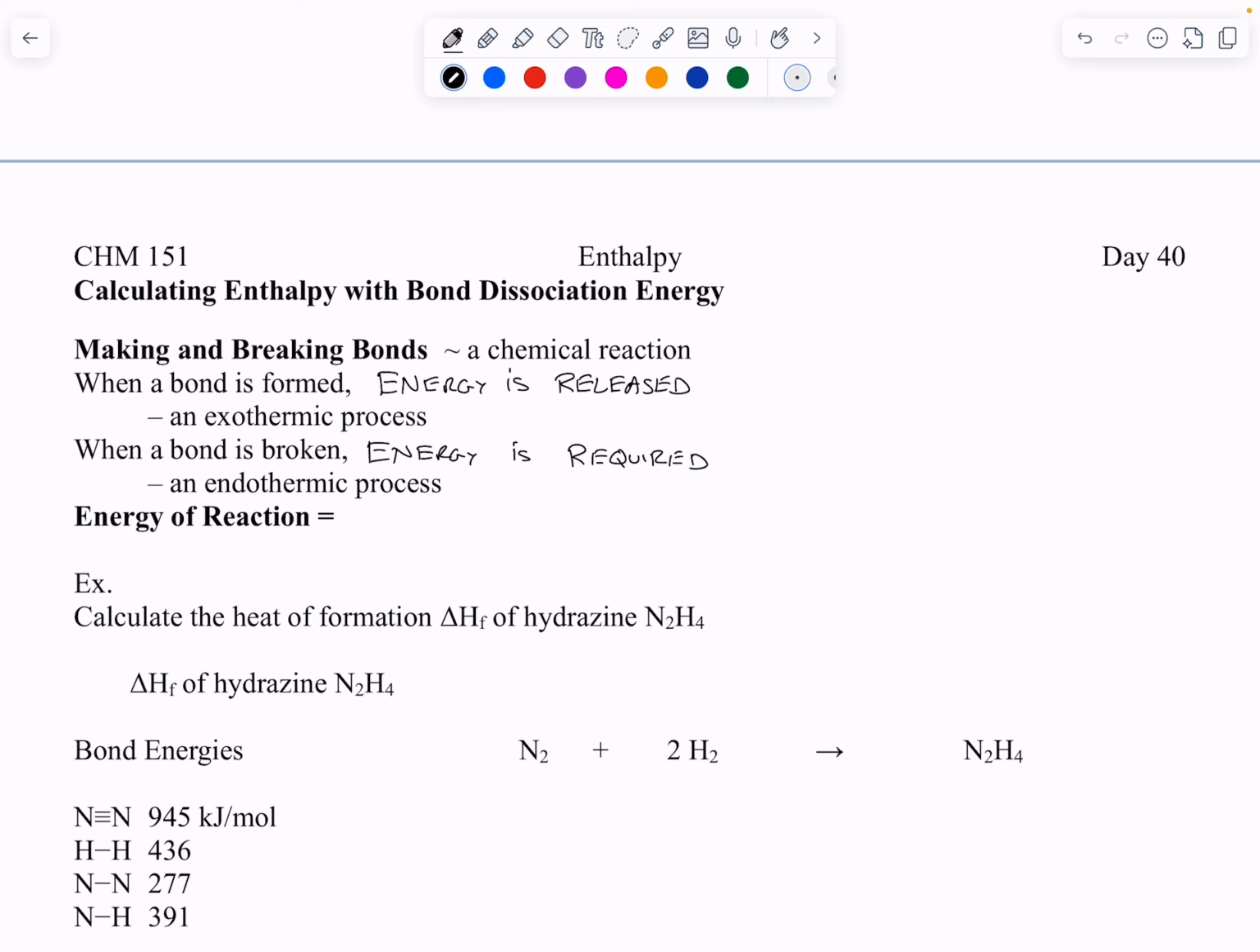All right. So if I break a bond, no matter if the bond wants to break, it still takes energy to do it. And when bonds are formed, always energy is released. Sometimes it's a tiny bit, sometimes it's a lot. But that's the way it is.